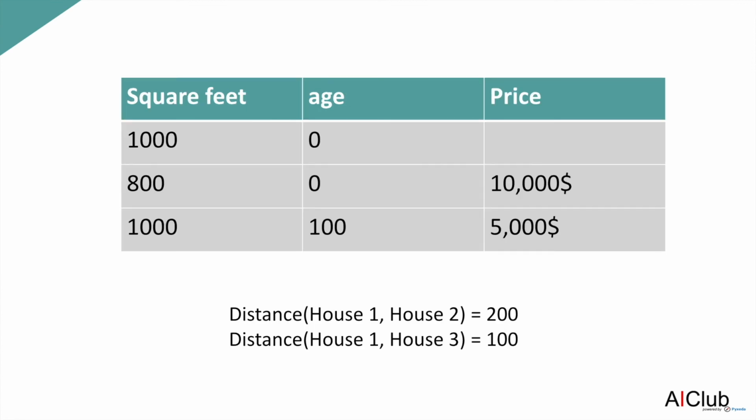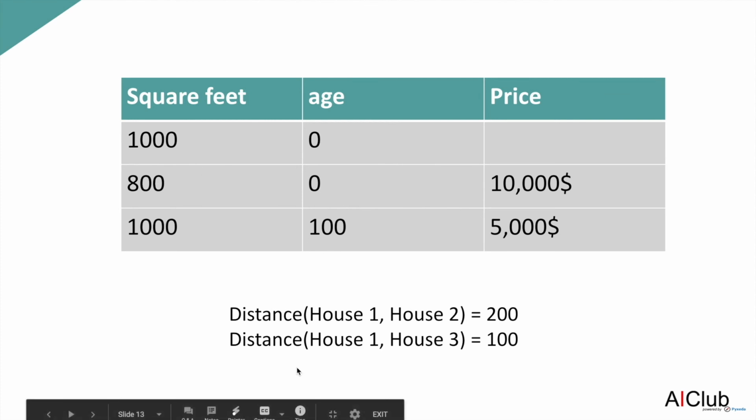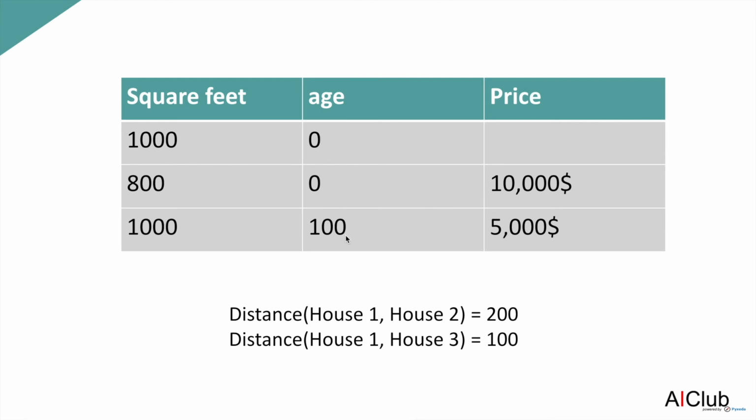It turns out that distance between house 1 and house 2 is 200. The distance between house 1 and house 3 is only 100. But we know that a house that is 100 years old is actually pretty cheap compared to a house which is brand new. So the age of a house is much more important than the square footage. If you look at the difference in numbers, one would prefer this house instead of this one because age matters more. However, KNN completely misses this. The reason it misses it is it does not know that square footage is more important or less important than age. It rates all features equally.